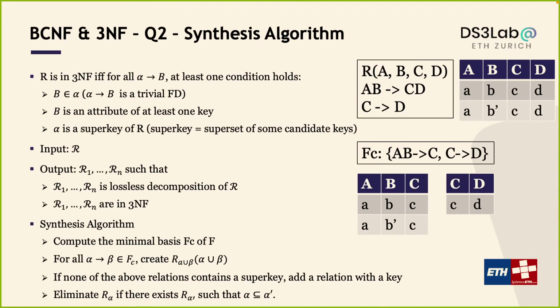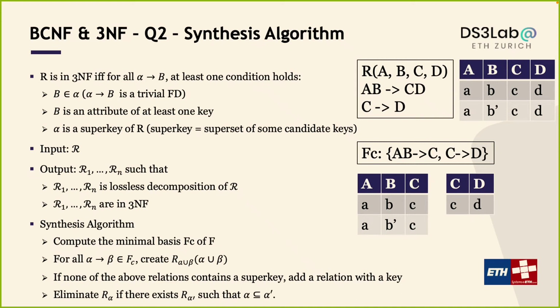whether you have one relation that contains a key. In this case, the key of this relation is AB, right? And you have one relation that contains AB, so you're happy. You do not need to add a new one. Then you check whether one relation is a superset of the other one. In this case, no, so you are happy. Then you are done, okay?